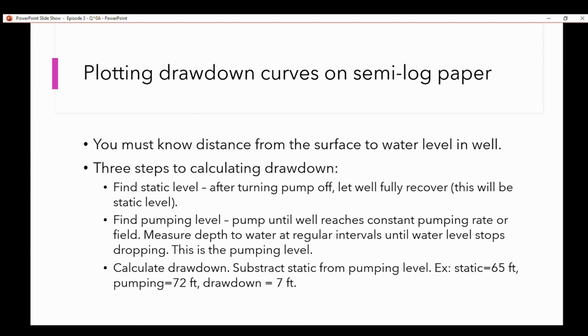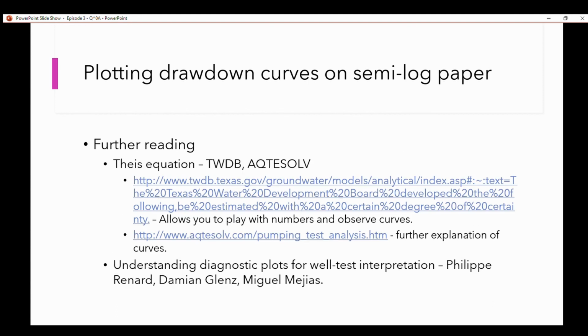For further reading, there are 2 websites, just Google Thies and TWDB, and Thies Aquasolve, however you say that. It allows you to play with numbers and observe curves as you change the numbers, and this will give you a more mathematical explanation of the curves. 2 good websites to check out. Another good read is Understanding Diagnostic Plots for Well Test Interpretation by Renard, Glenz, and Miguel. Let's just say Miguel.